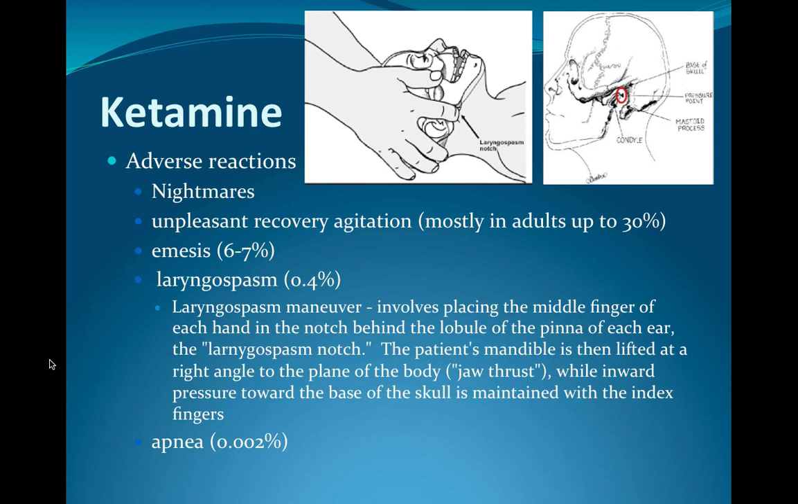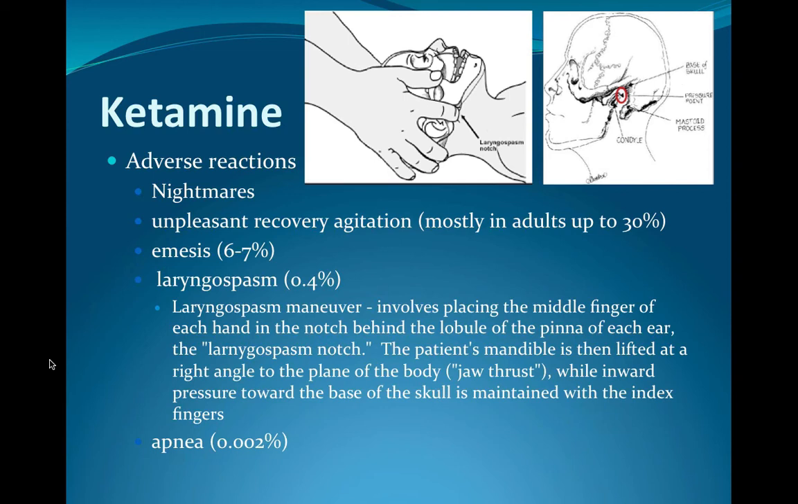Unpleasant recovery, agitation. This is mostly in adults. Emesis, it says only 6 to 7%, but I seem to see that fairly frequently, an hour later when I'm about to discharge them and they get up and then they throw up. So remember the emesis. And then laryngospasm. This is only 0.4%, but unfortunately I've seen this. It's very freaky when you have somebody who's completely asleep, the saturation is fine, everything looks good, but they're making the noise. Everyone's looking because it sounds awful.